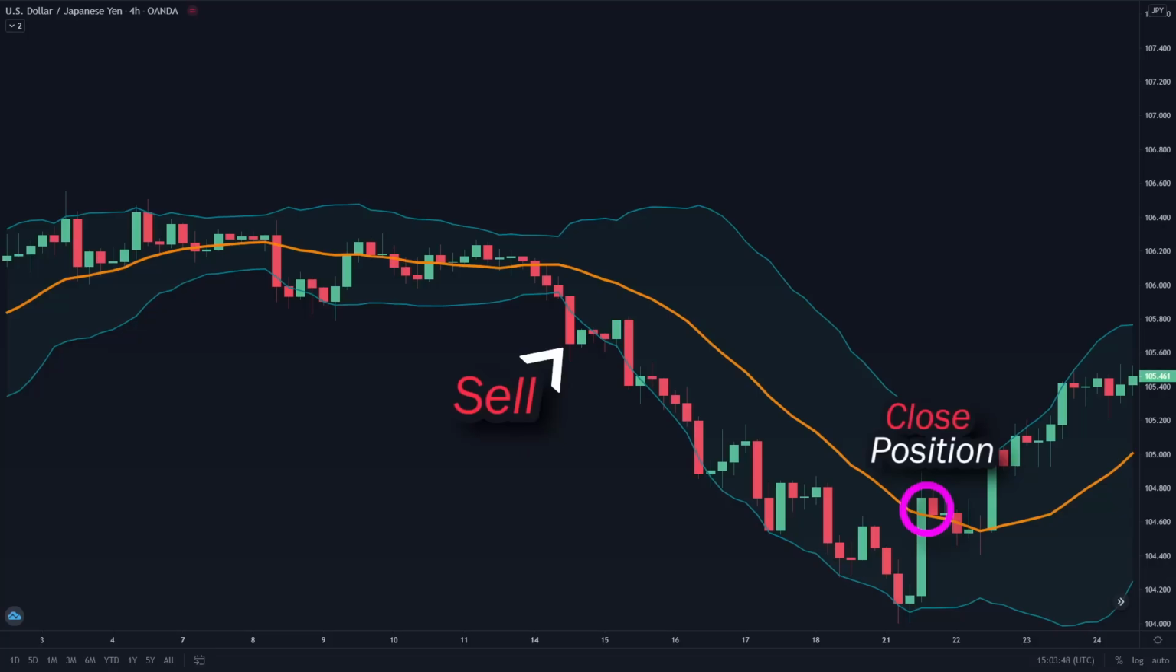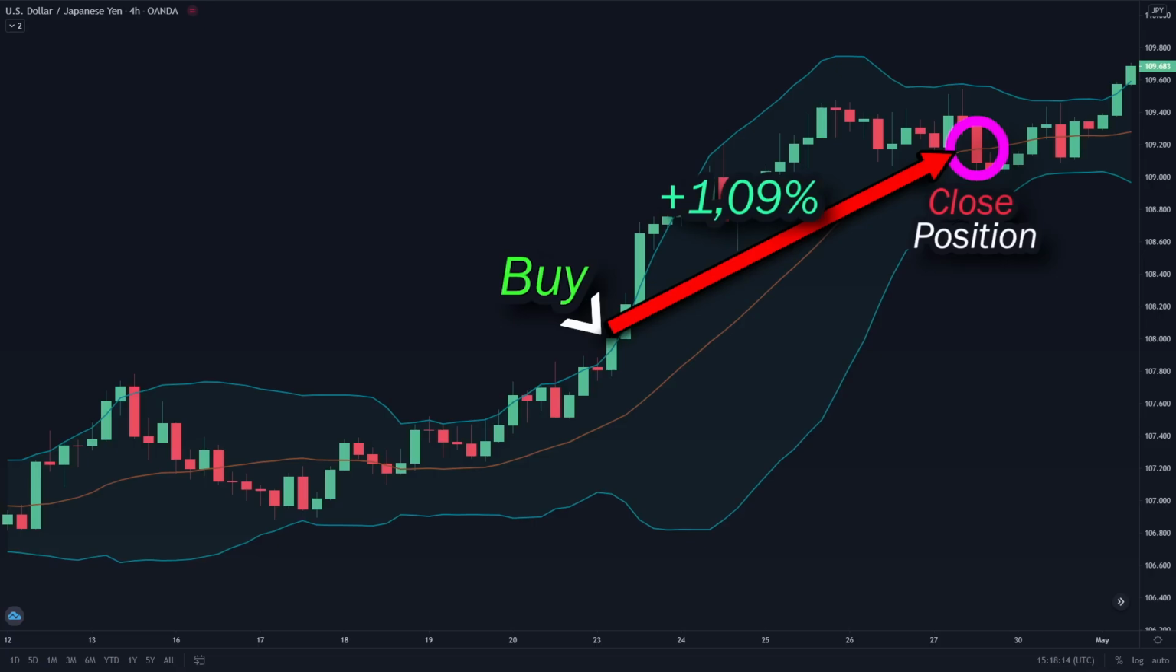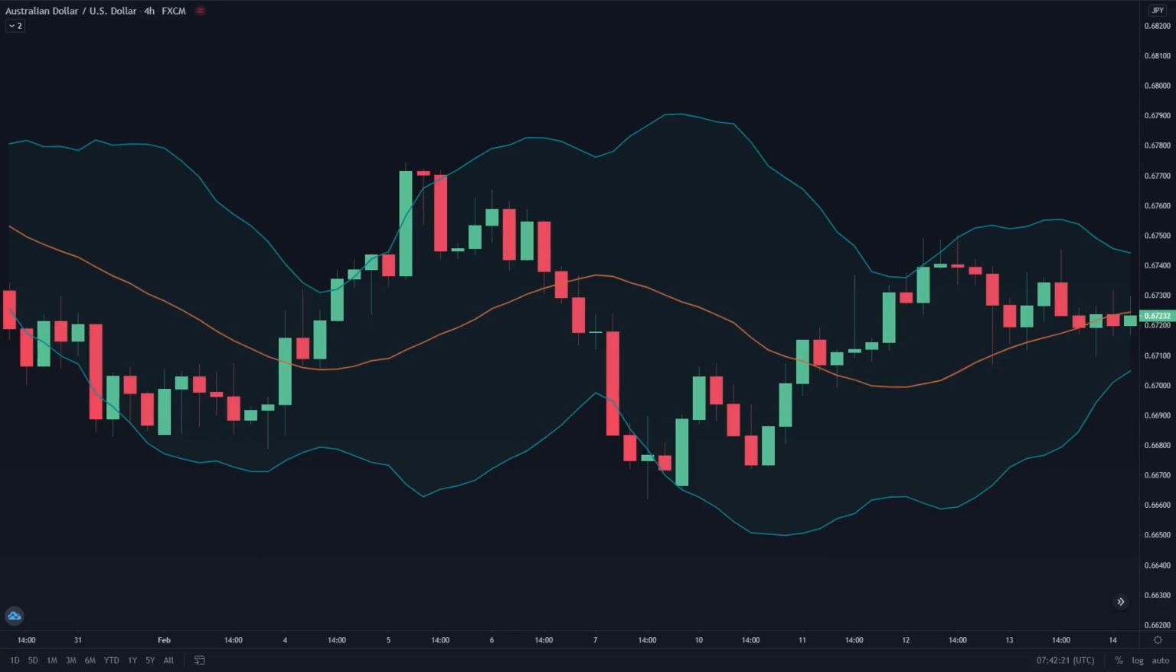Let's see this one more time in another chart. Let's say you took a long position here. So what you want to do is to close your trade once the price broke out of the middle SMA line. Notice how by using this exit strategy, you were able to close your trade early and still retain the majority of your profit. So I just revealed to you the best strategy that you can use with the Bollinger Bands indicator.